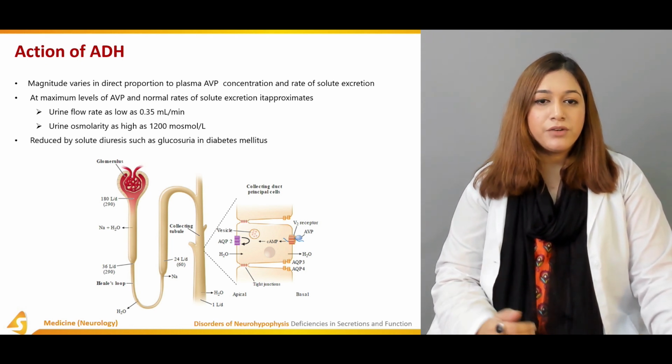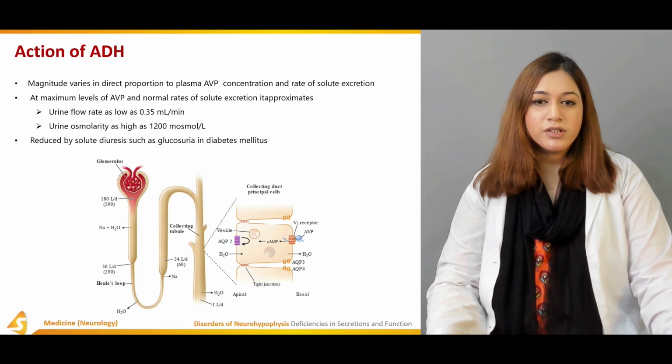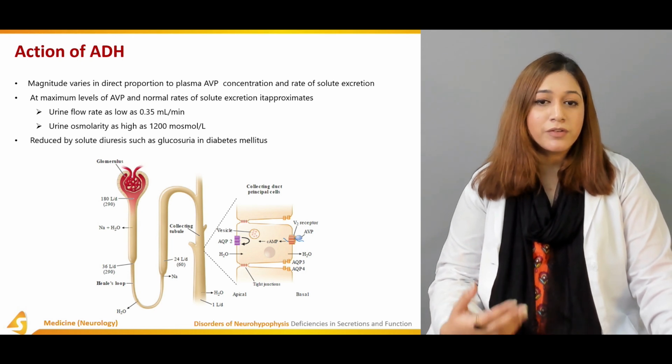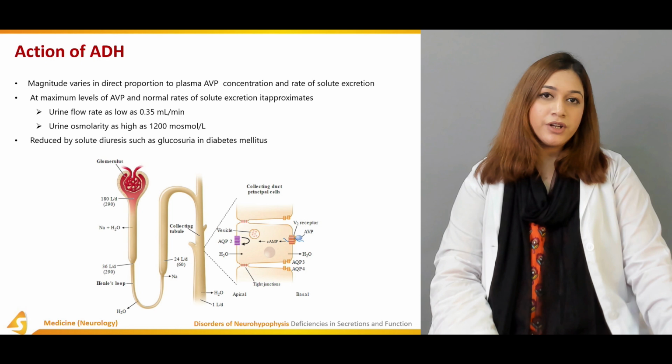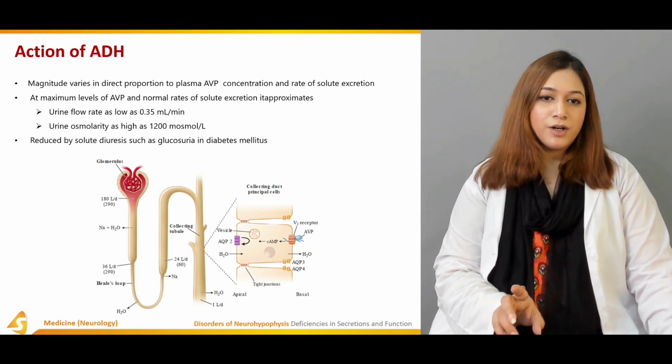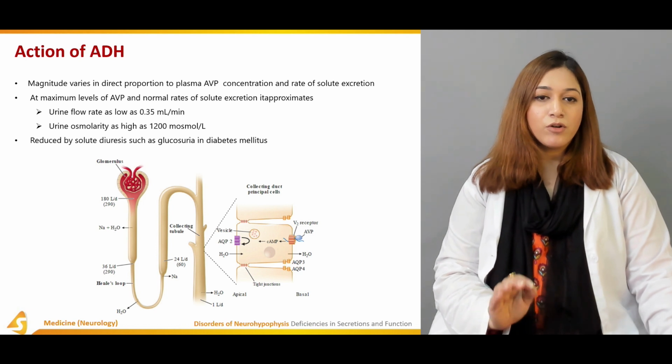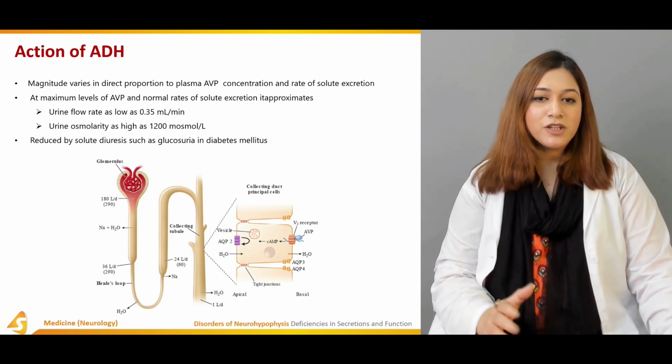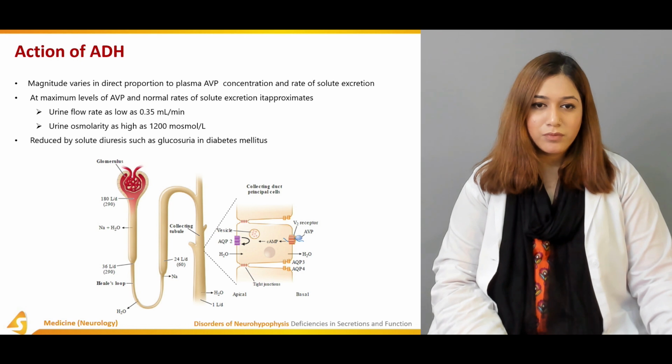It will be reduced by solute diuresis, which occurs in diabetic patients because there is excretion of glucose in the urine. So because of this solute diuresis, the urine flow rate and the urine osmolarity will be decreased in diabetic patients.